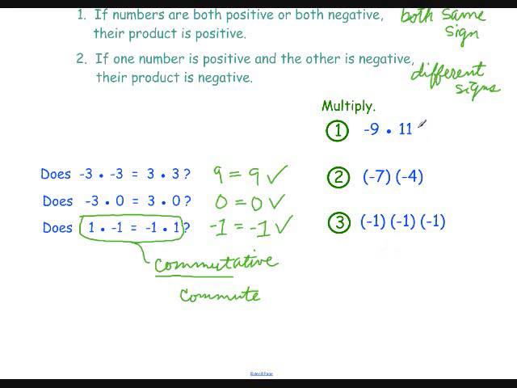Okay, so let's try multiplying these. What would this turn out to be? Well, this is going to be 99, and the sign, because we have different, this one's a positive, this one's a negative, it's going to be a negative 99. How about this one?